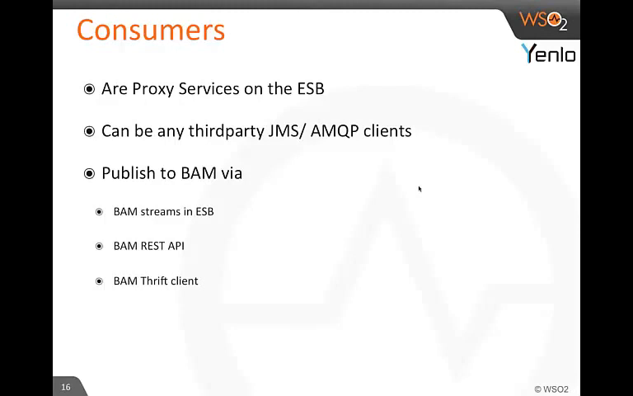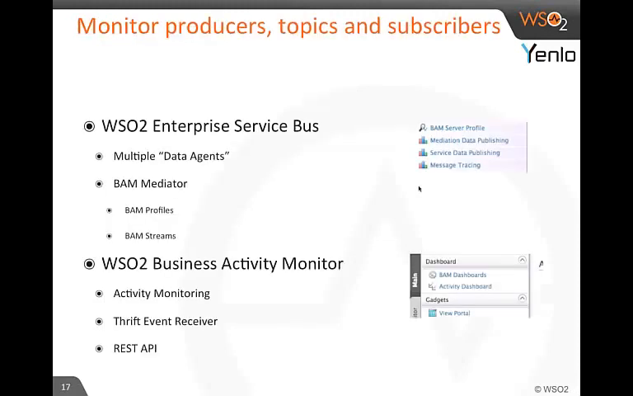And because we're using WSO2 business activity monitoring, we can make use of the activity monitoring that's already available. So what I'll show later on is how we created a custom dashboard and linked that to activity monitoring, for example. And because we're using the WSO2 activity monitor, we have the Thrift event receiver available. That makes it possible to embed that in our Java applications. And for any other technology, we can also use the REST API of the BAM to monitor our messages.